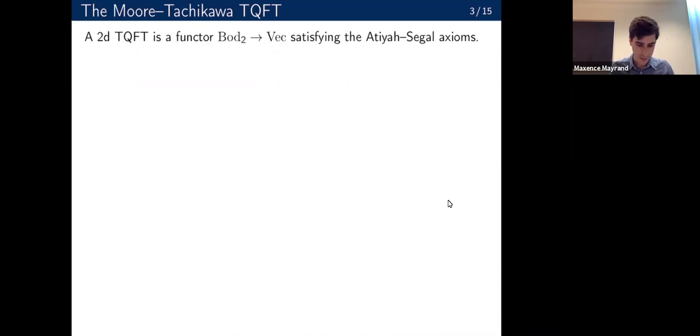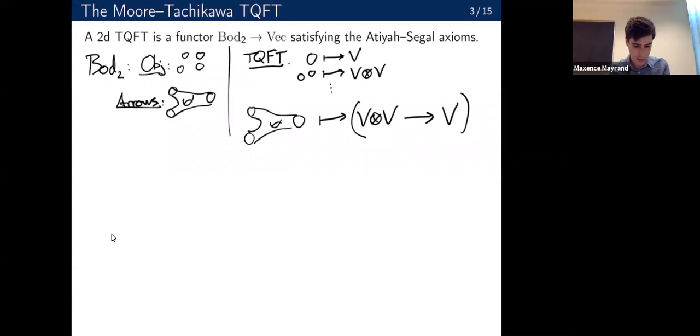Okay, so recall that a TQFT, a two-dimensional topological quantum field theory, is just a functor from the category of two-dimensional cobordisms to vector spaces satisfying the so-called Atiyah-Segal axioms. So in concrete terms, this category, Cob_2, is just a category whose objects are circles, or disjoint unions of circles, or more precisely, one-dimensional compact oriented manifolds.